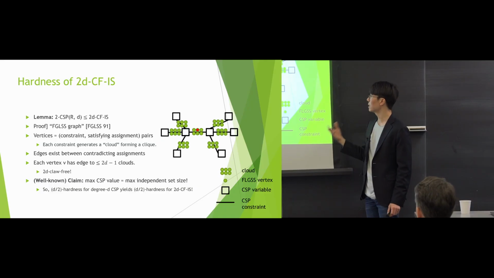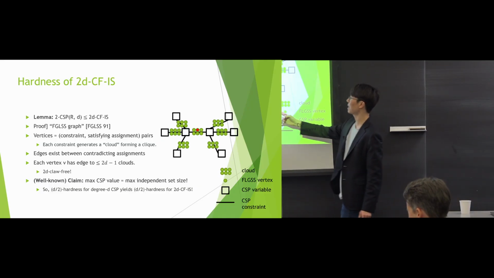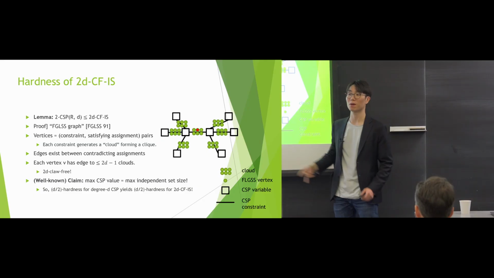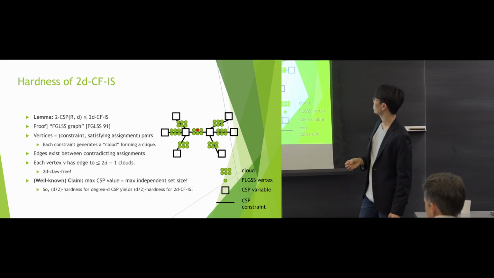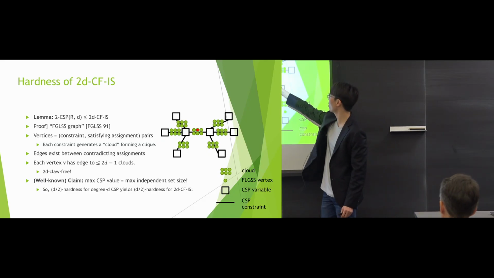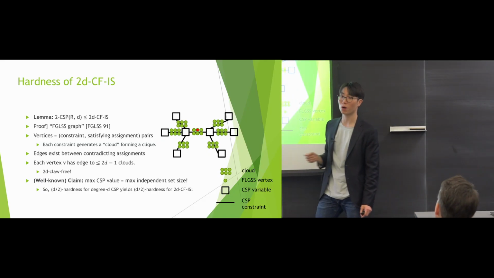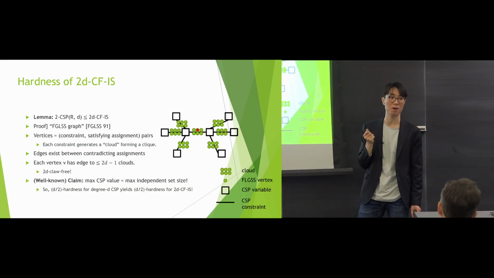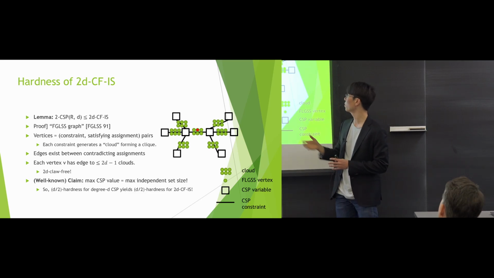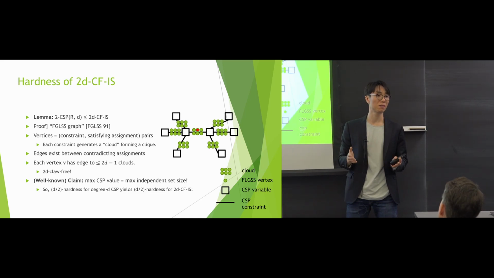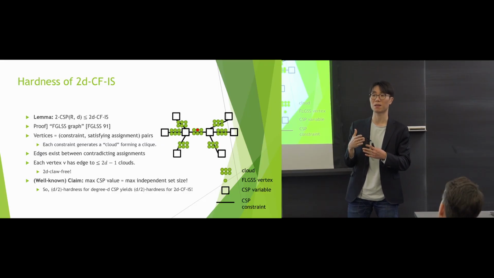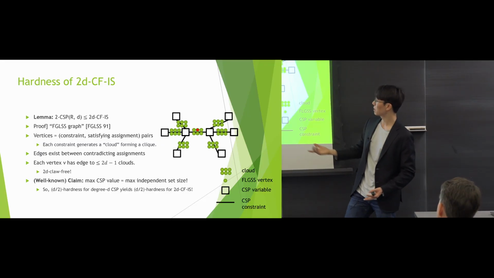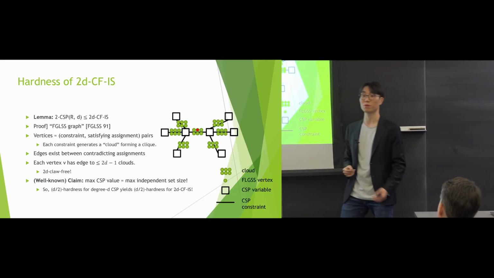And if you do this, the well-known fact is that this is exactly approximation preserving, or even the optimal value is exactly preserved. Picking one vertex from one cloud means you are committing to one satisfying string for that constraint, and whatever you picked must be fully consistent. If they are not consistent, meaning two assignments give different values to the same variable, then they are not going to be independent. So this reduction exactly preserves the optimal value.